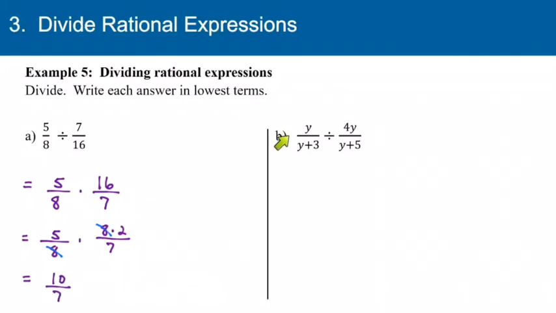Let's do a similar thing for part B. Here we have y over y plus 3 divided by 4y over y plus 5. Now I won't decide what I can cancel out until I see it in multiplication form. So let's do that first. So this one is going to be y over y plus 3 times y plus 5 over 4y. So the first fraction times the reciprocal of the second fraction.